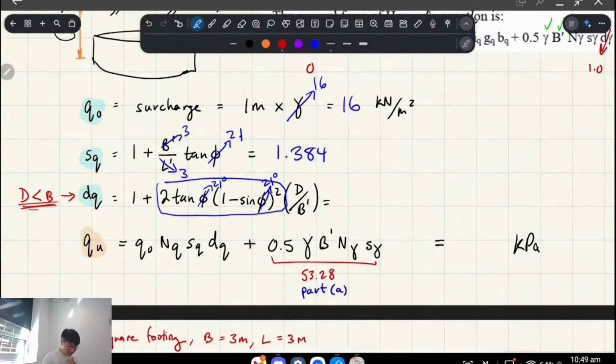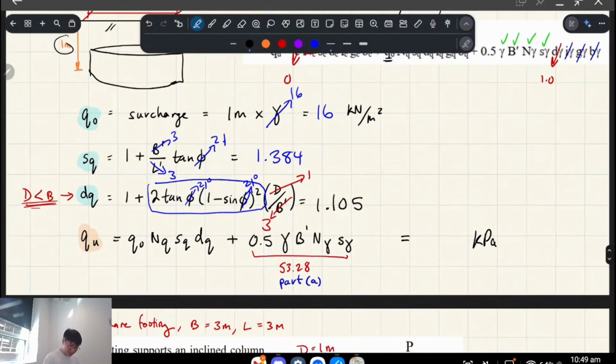So for DQ, we have to calculate all this annoying stuff, and this is the formula that we use if D is less than B. This depth is 1 and B is 3, giving us 1.105. We can now plug in everything. So surcharge 16, and the portion on the right doesn't change from part A. These were the variables we just calculated.